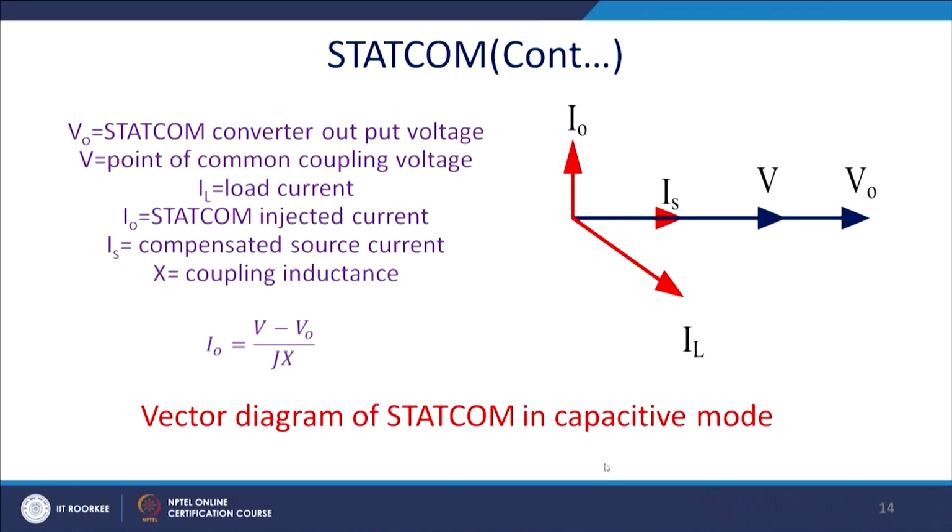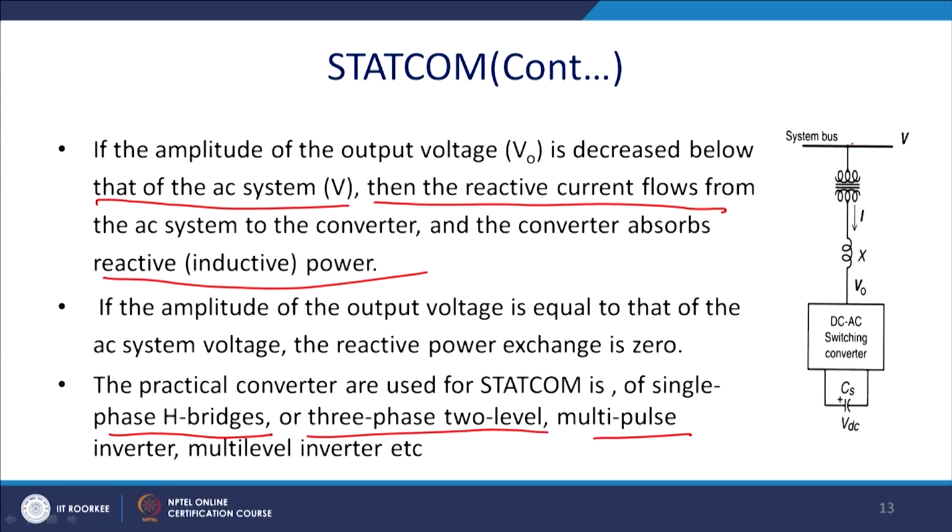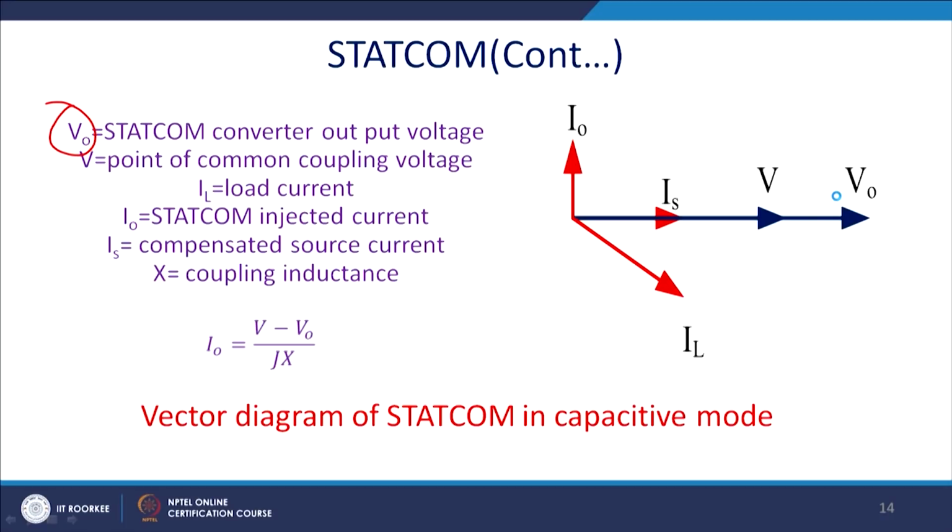So, what happens here? Let us see. Let us consider that the output voltage of the Statcom is V0 and V is the point of common coupling voltage. This point we generally call the PCC, because it is generally stepped down by a transformer. IL is the load current and I0 is the current injected by the Statcom. Generally it will lead when V0 is greater than the system voltage, and Is is the compensated source current and XL is the coupling inductor. So, I0 is essentially V minus V0 by X.